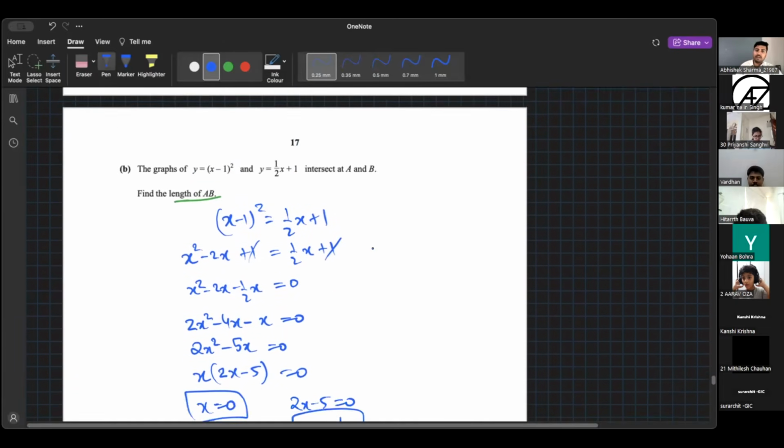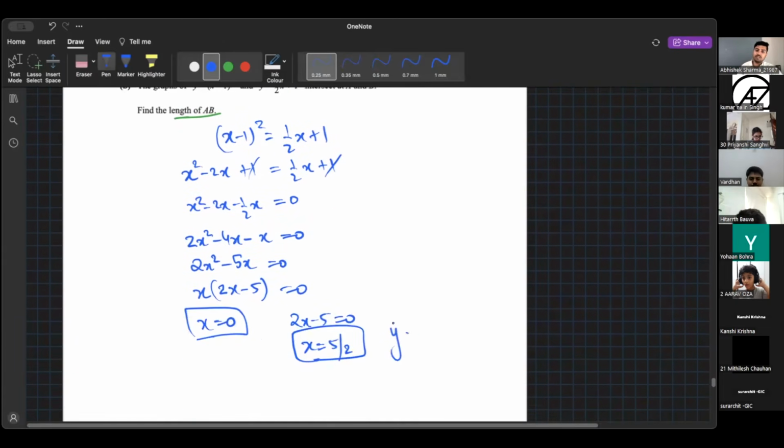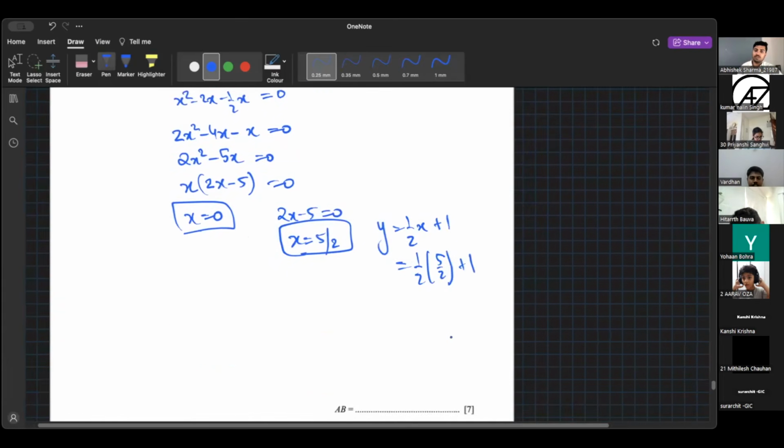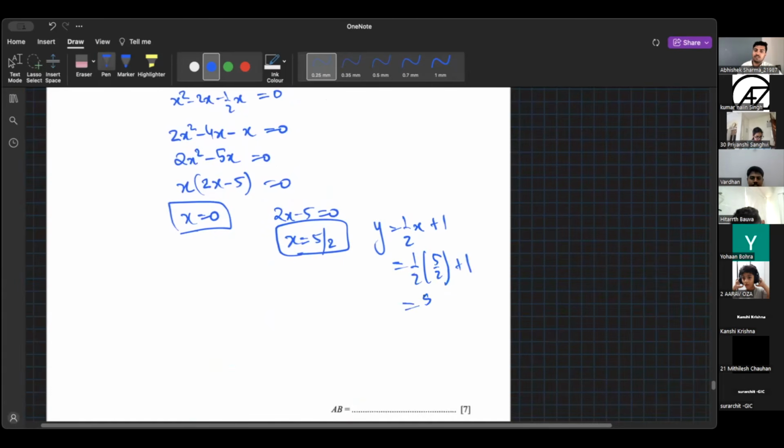So find the y coordinate. So y equals half x plus 1. So you can write 1 upon 2 into 5 upon 2 plus 1. So this is 5 by 4 plus 1, that is 9 by 4. 9 by 4 is 2.25. 9 divided by 4, that is 2.25. That is the y coordinate. Right?